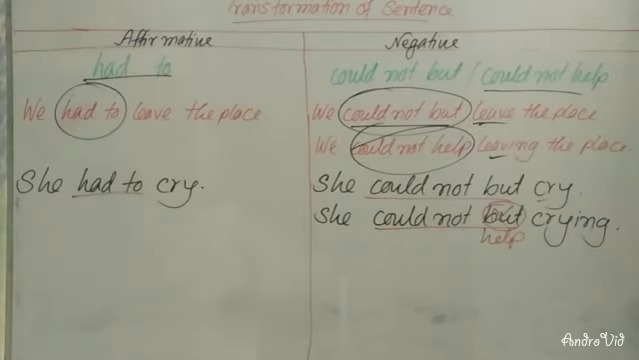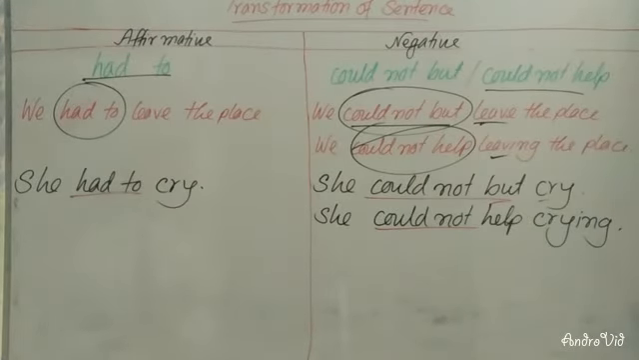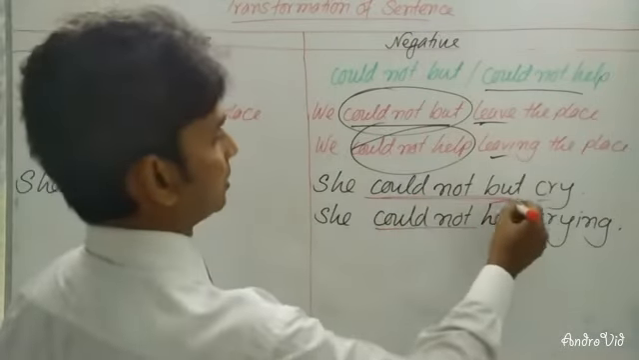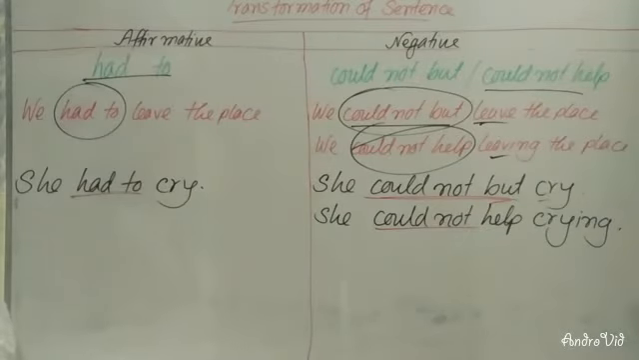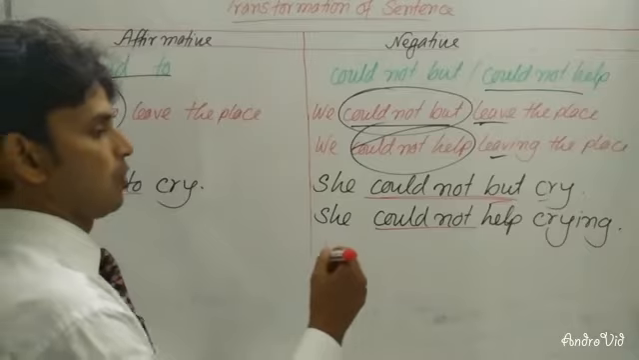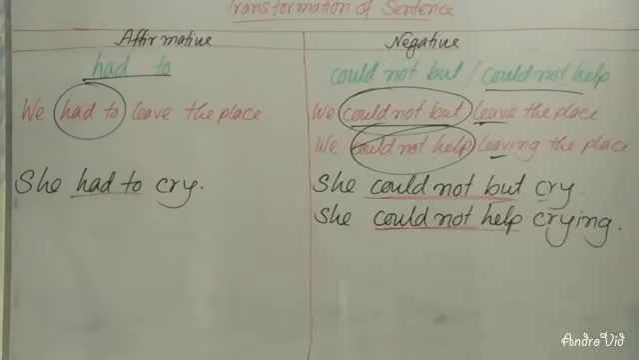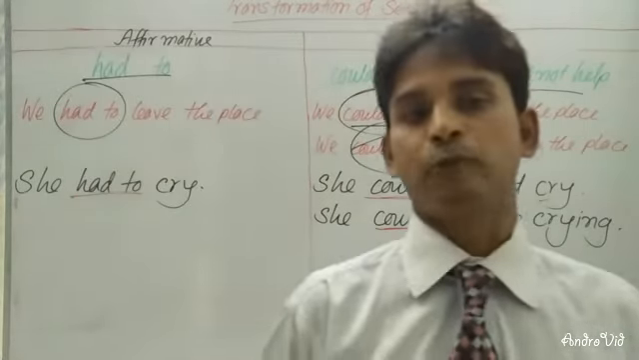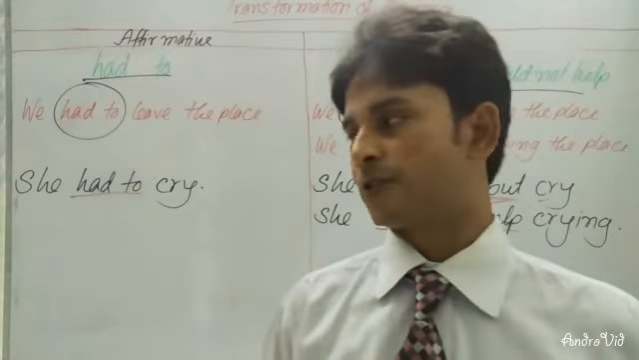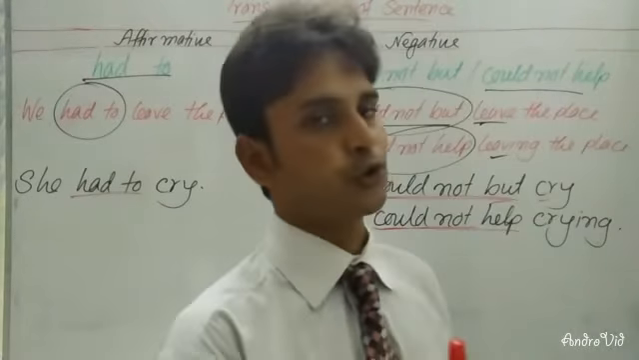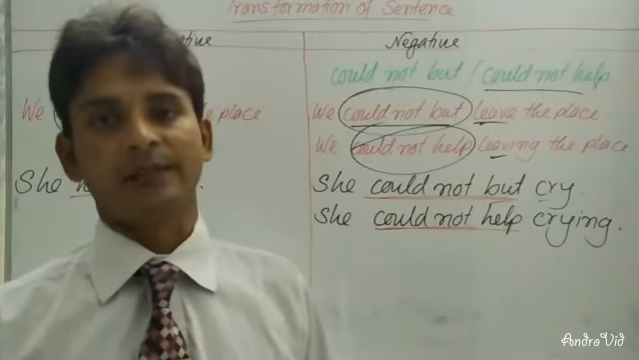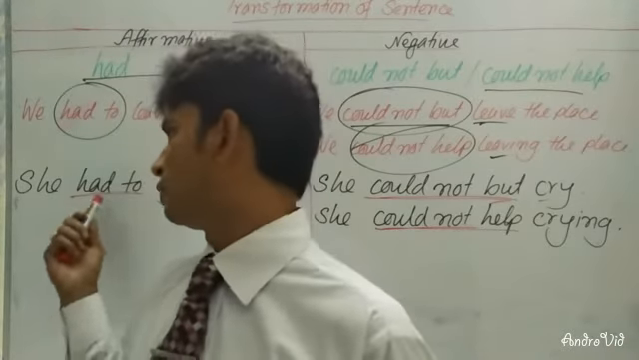Dear learners, I hope, if you have had to, then you will have to use could not but then the present form of verb, or you can use could not help then ing with the present form of verbs at the time of changing into negative. And if you want to change it into affirmatives, instead of could not but or could not help, you will have to use had to then the present form of verbs. If you have she had to or she could not but cry, so instead of could not but, you will have to use had to.